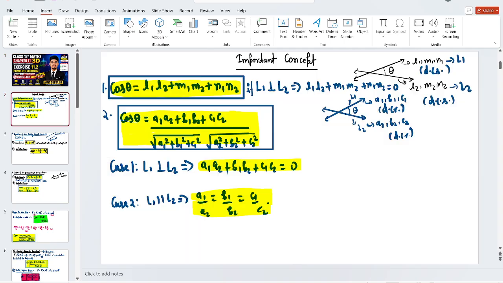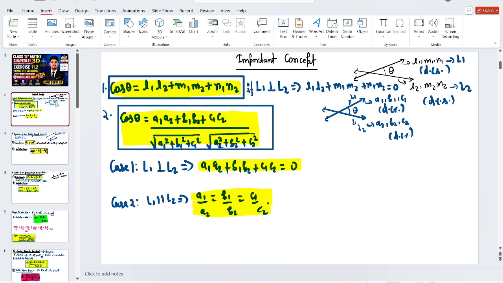As seen on your screen, here we use an important concept. If line L1 and line L2 have DCs L1 M1 N1 and L2 M2 N2, and the angle between them is theta, then we use the formula cos theta is equal to L1 L2 plus M1 M2 plus N1 N2. If L1 is perpendicular to L2, then cos 90 becomes 0, theta is 90, so it becomes L1 L2 plus M1 M2 plus N1 N2 equal to 0. If theta is equal to 90, L1 and L2 are perpendicular, then it's this case.